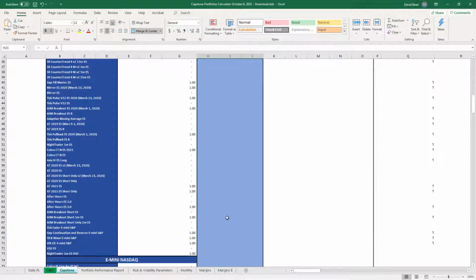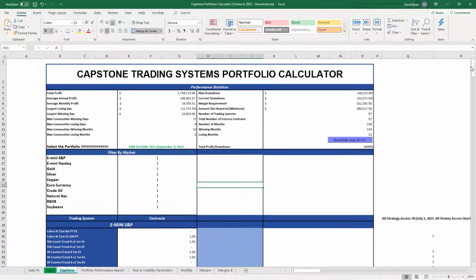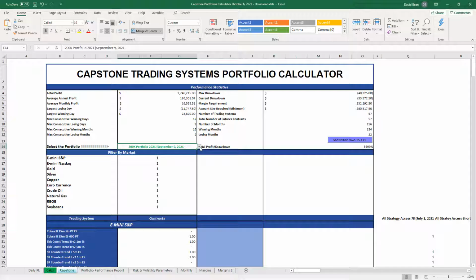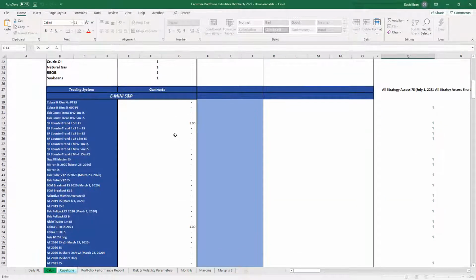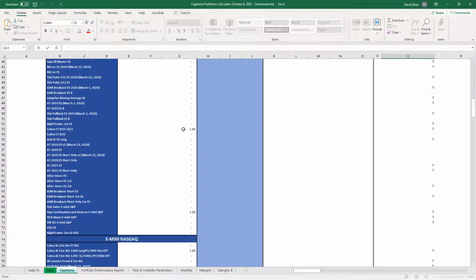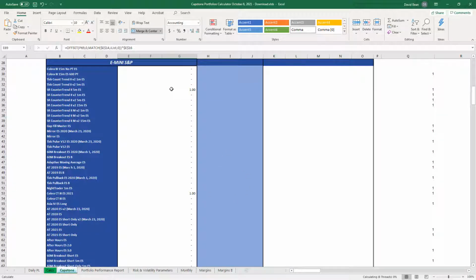So you have your list of all your systems, and when you use the drop-down menu right here, you can see different markets or different strategies being selected within each market. So in the E-mini S&P, the 50K portfolio trades 3 different strategies: Cobra CT3, gap continuation. It also trades SR counter trend 2.